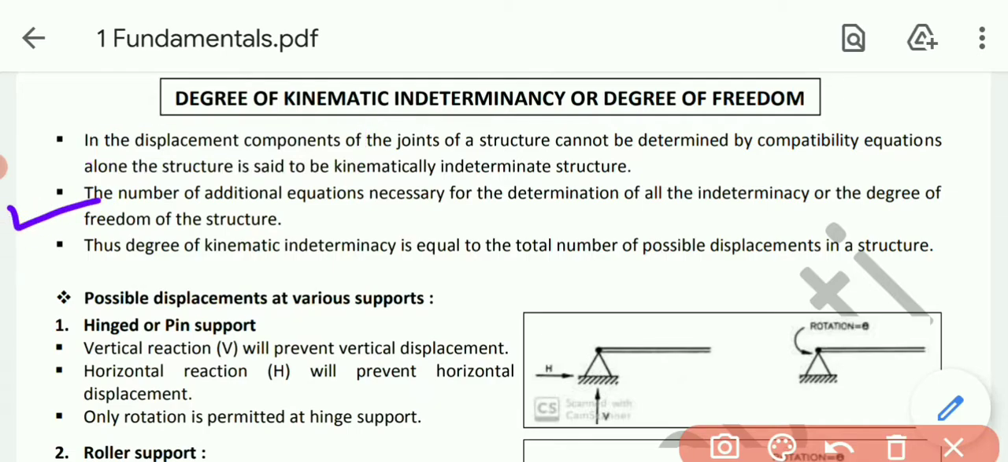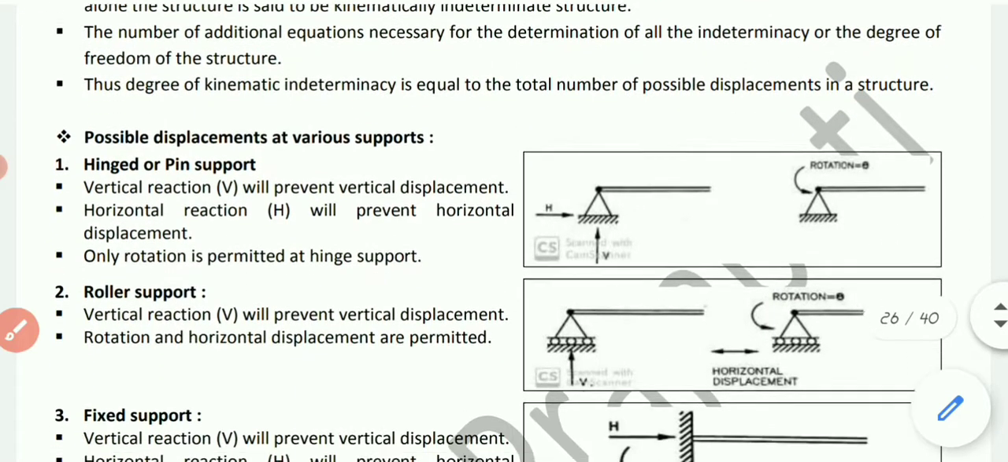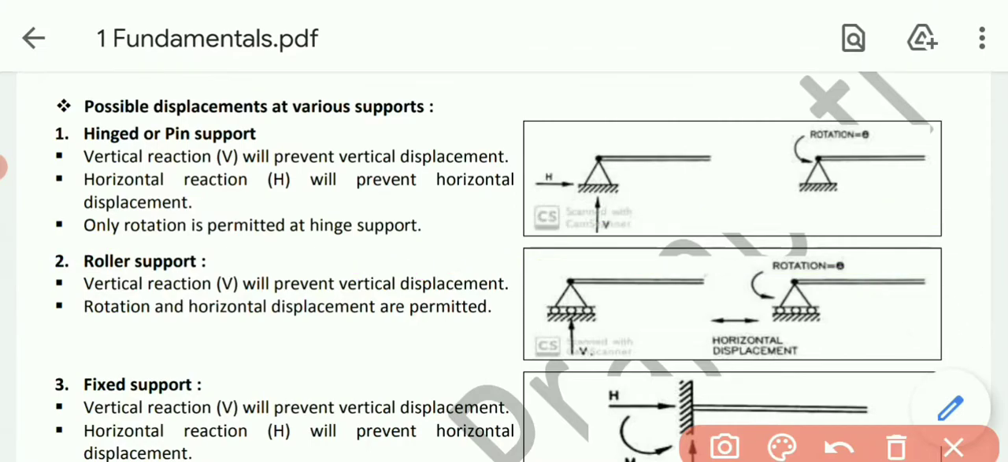The numbers of additional equations necessary for the determination of all the indeterminacy, or we can say degree of freedom of structure. Thus, the degree of kinematic indeterminacy is equal to the total numbers of possible displacement in structure. Okay, let's understand it by the example. Say over here possible displacement of the various support.